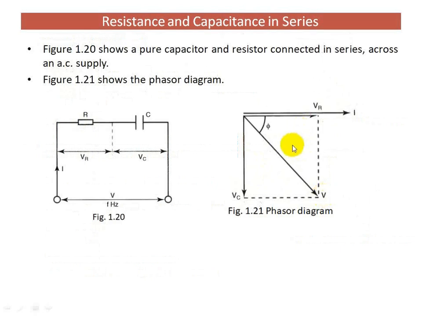You should remember that in this circuit, if the resistance is very much greater than XC, the capacitive reactance, the power factor angle phi will be small. This vector will move close to the vector VR, and the phase angle will reduce. But if XC becomes very much greater than the resistance, then this vector will move close to the vertical component, so in that case phi will increase.